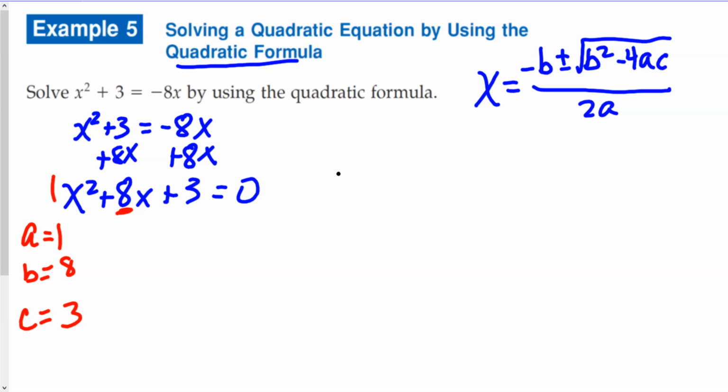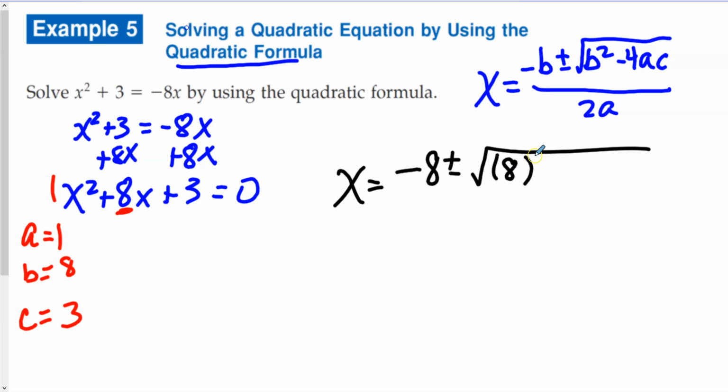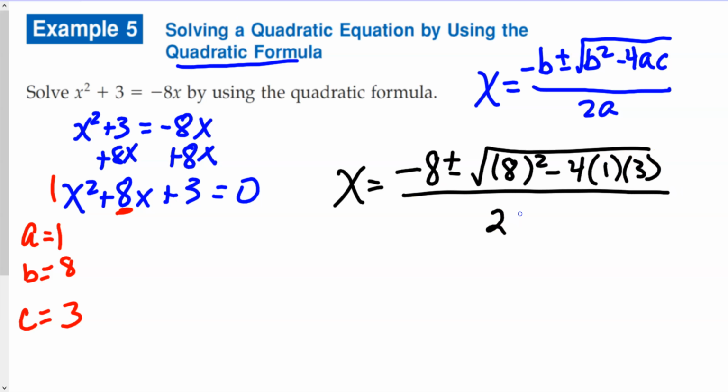x is equal to negative b. b is 8, so negative 8 plus or minus the square root of b squared minus 4 times a, which is 1, times c, which is 3, all over 2 times a. Now you can write out all the steps that you want to write out, but here's the easiest way I know how. First, just try to do as much as you can inside of the square root.